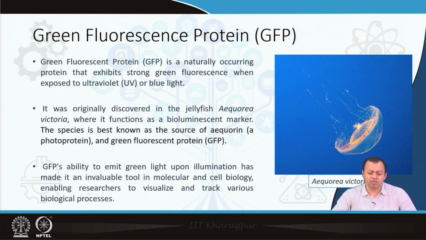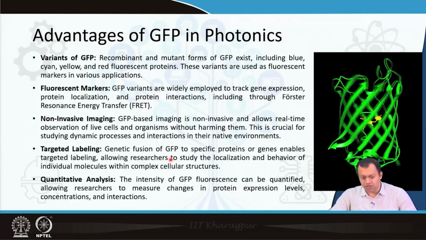It is a naturally occurring protein that has a strong green fluorescence when exposed to UV light, ultraviolet. It was discovered in jellyfish, and GFP's ability to emit green light upon illumination has made it an invaluable tool, especially in fluorescence. You are not using any dye, you are simply coding GFP as a gene in some kind of animal and trying to see it.